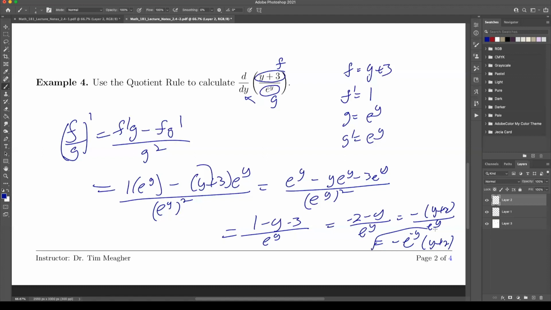So if your answers don't immediately look like the one you can calculate in a calculator, don't worry too much. Just do a little bit of math and see if they're the same. They're equivalent.